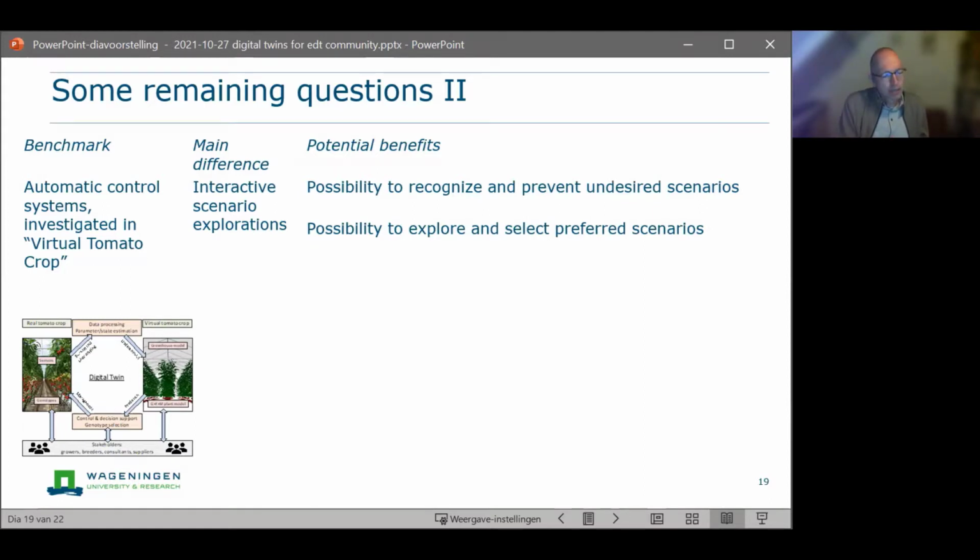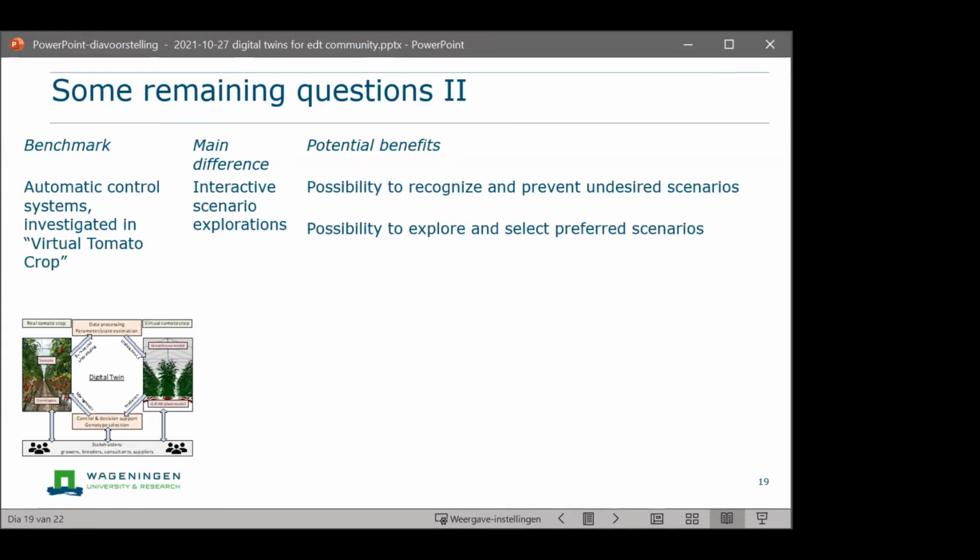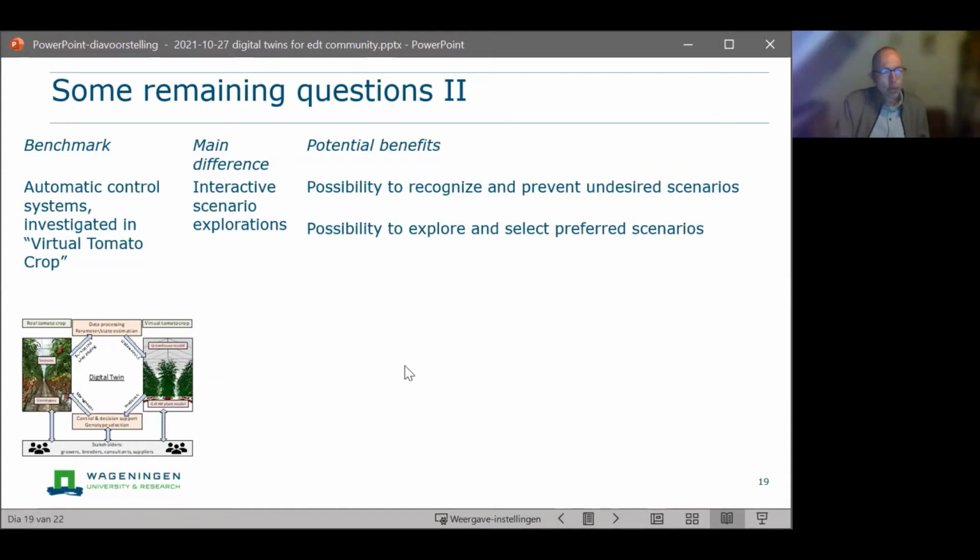So here, the focus is a bit different from the previous one, whereas the previous one focuses on a real-time data connection. Here, the real-time connection is more or less available, and we think we should focus on a very well-developed user interface to enable this interactive exploration of scenarios for the crop growers.